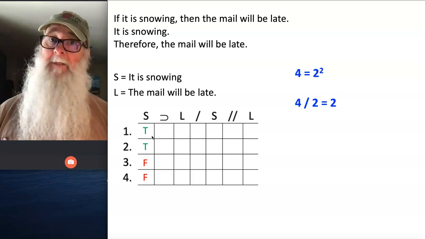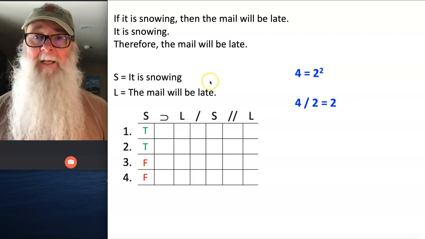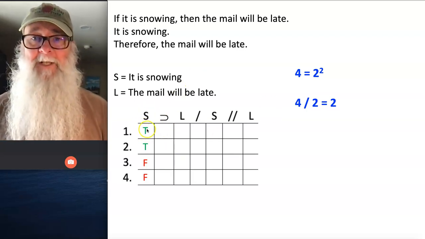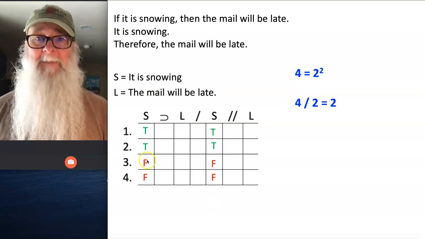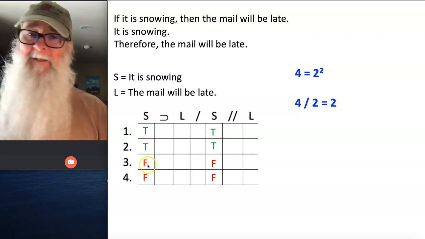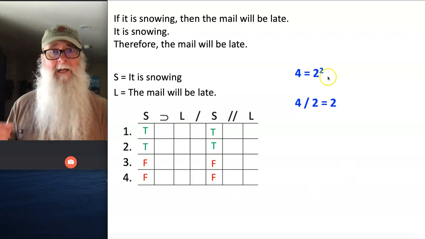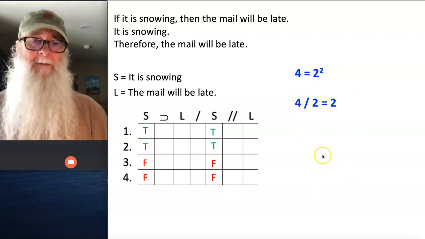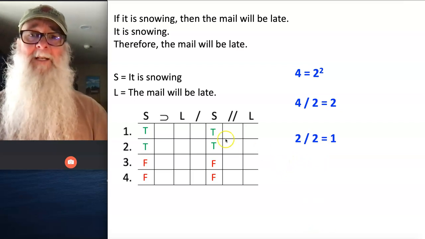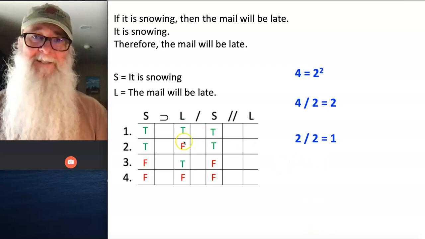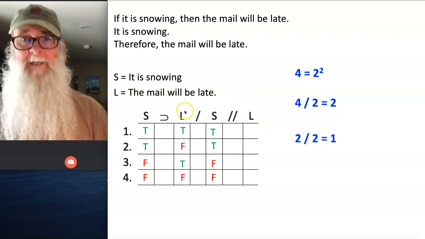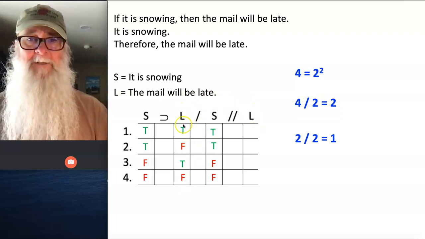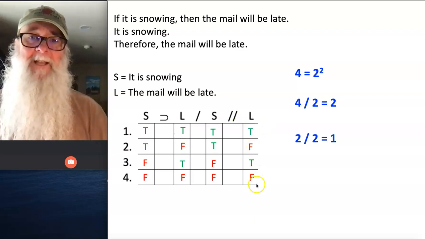And because no statement can be both true and false at the same time, if S is true here on lines 1 and 2, it has to be true here on lines 1 and 2 as well. Same thing with being false on lines 3 and 4. If it's false there, it's got to be false there. And again, we can come back to our number, divide it by 2, and that's going to tell us 1. And that says, you know what, put alternating T's and F's under the next letter and make sure that you're consistent. If these are the truth values for L here, they need to be the same there.